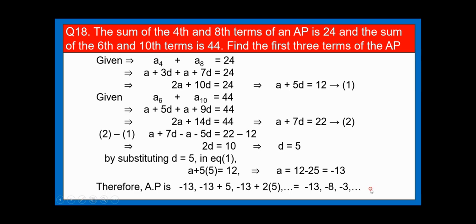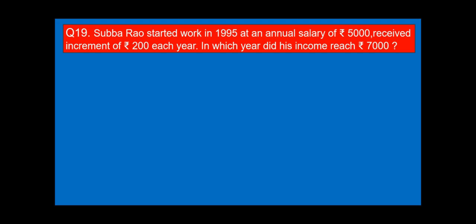Is it clear? Good. Now, this is question number 19. Look at this question. Subbarao started work in 1995 at an annual salary of rupees 5,000, and received an increment of rupees 200 each year. In which year did his income reach 7,000? I shall repeat. Subbarao started work in 1995 at an annual salary of 5,000 rupees, and received an increment of 200 rupees each year. In which year did his income reach 7,000?